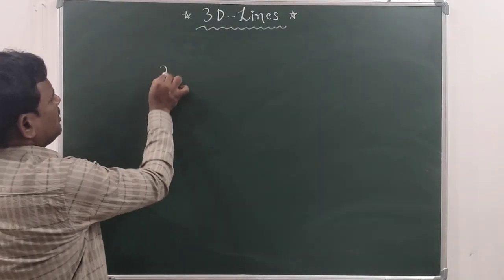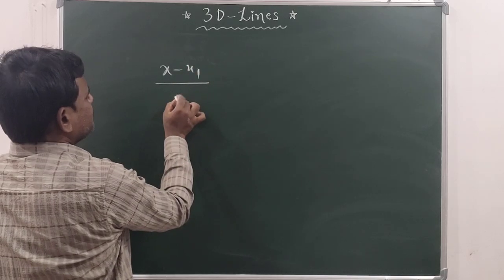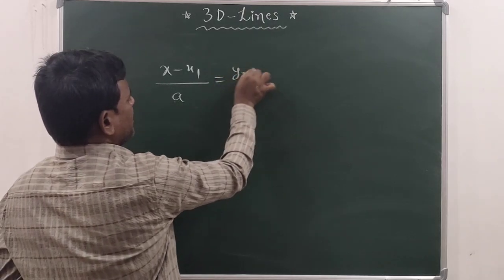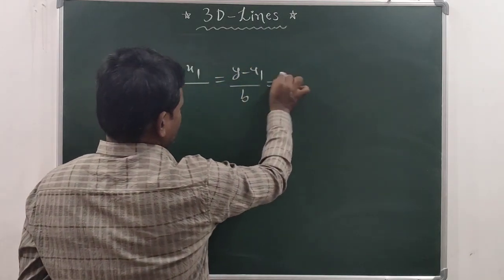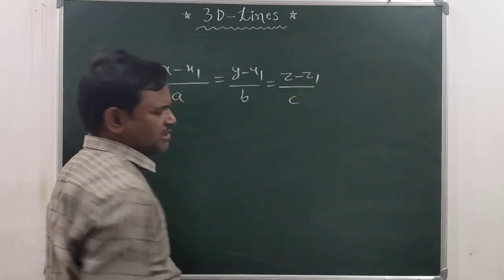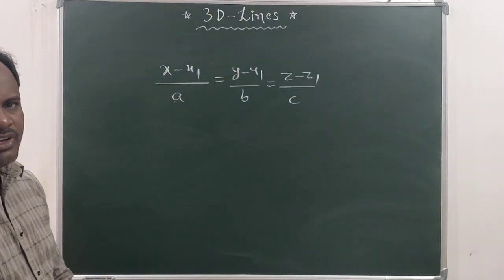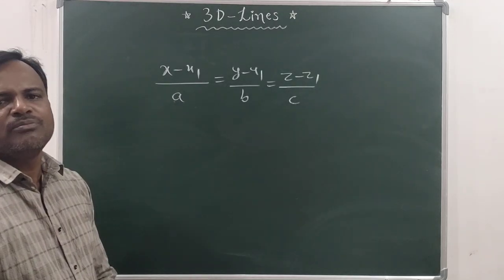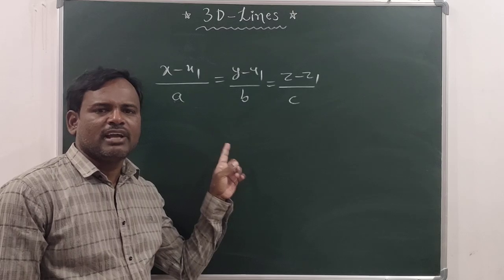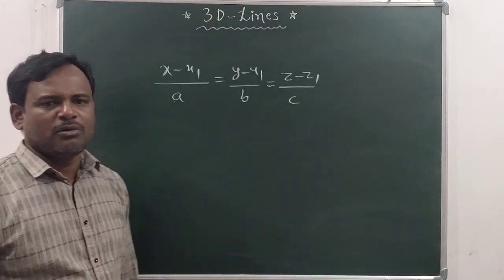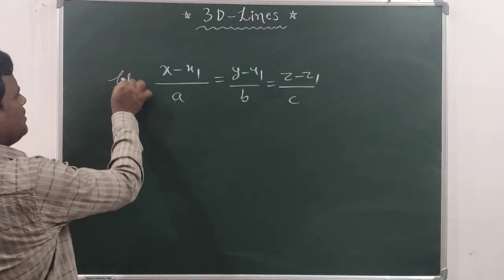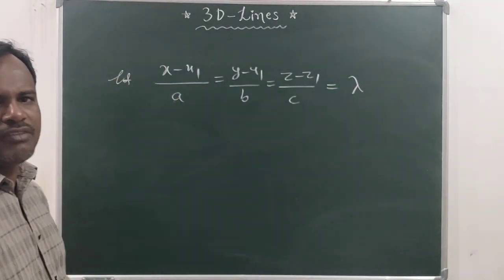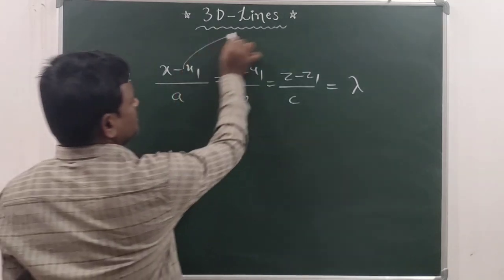See students, (x minus x1) by l or small a, (y minus y1) by small b, (z minus z1) by small c. One 3D line is given and asking us to convert into the vector form. Now observe me how I am going to convert the symmetrical form of a line into the vector form of a line. So let us take these 3 ratios equal to some constant lambda or small r, however you can take. So now equate these two.